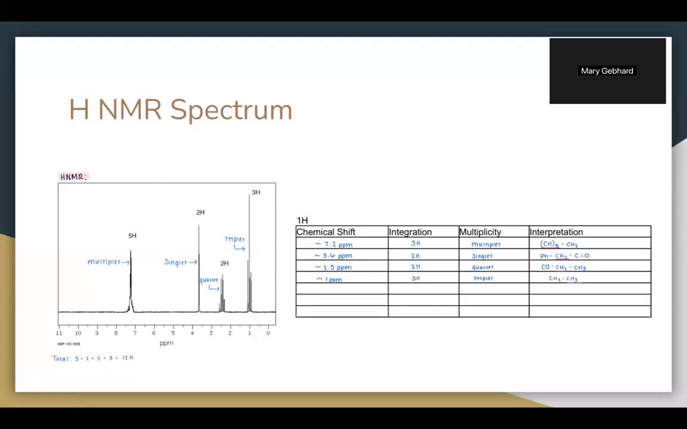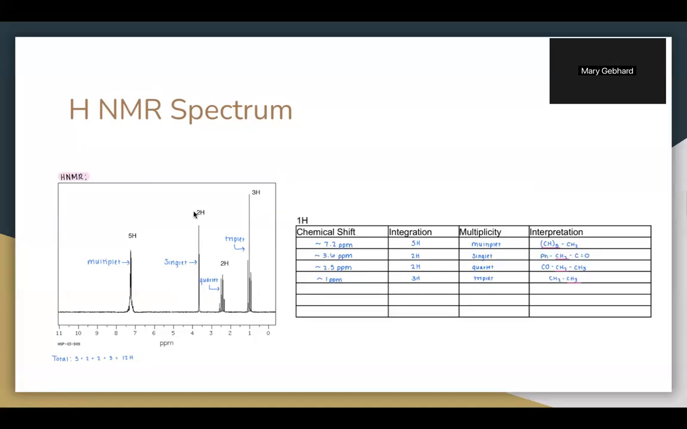The first thing that I made note of was at about 7.2 ppm, and this was a multiplet with an integration of 5 hydrogens, and this to me was indicating the presence of that benzene or that aromatic ring. So this peak right here identified that benzene ring. Moving forward at about 3.6 ppm, I had a singlet.